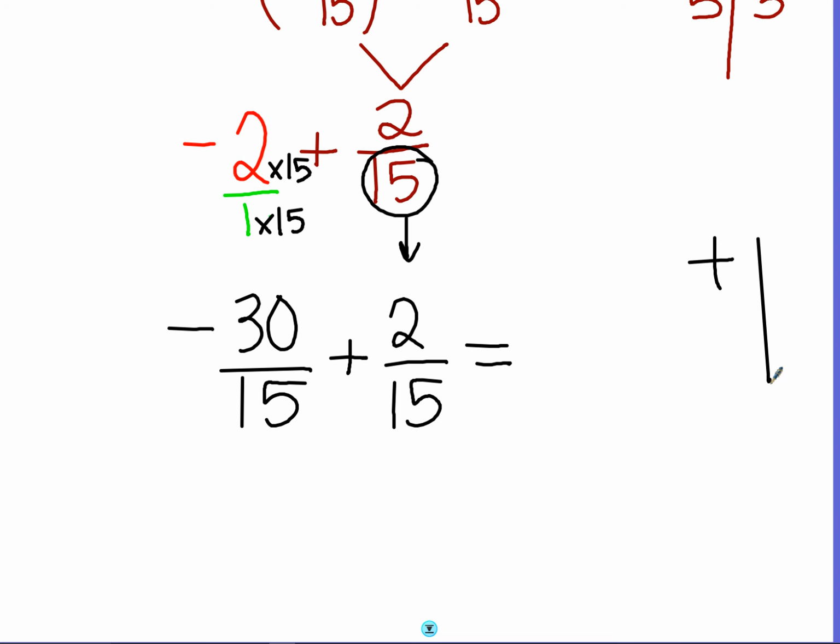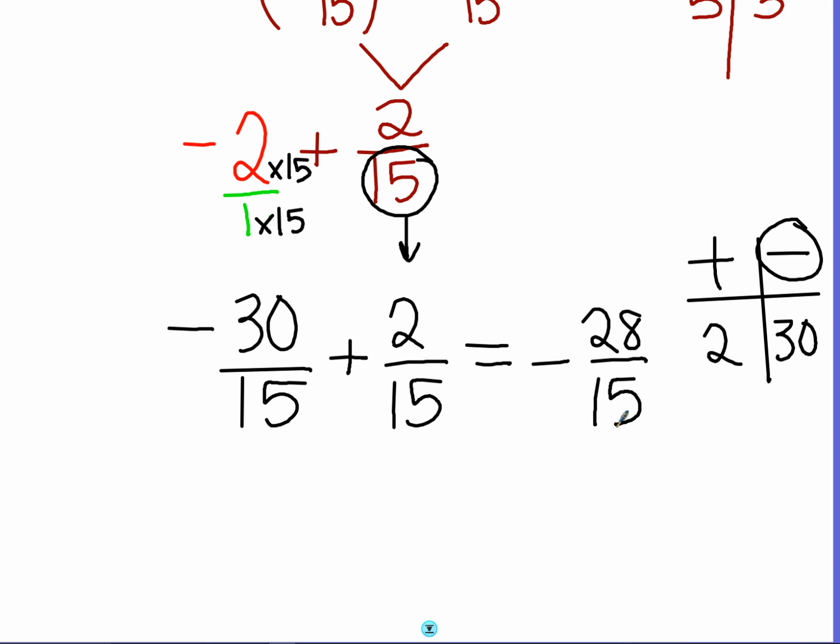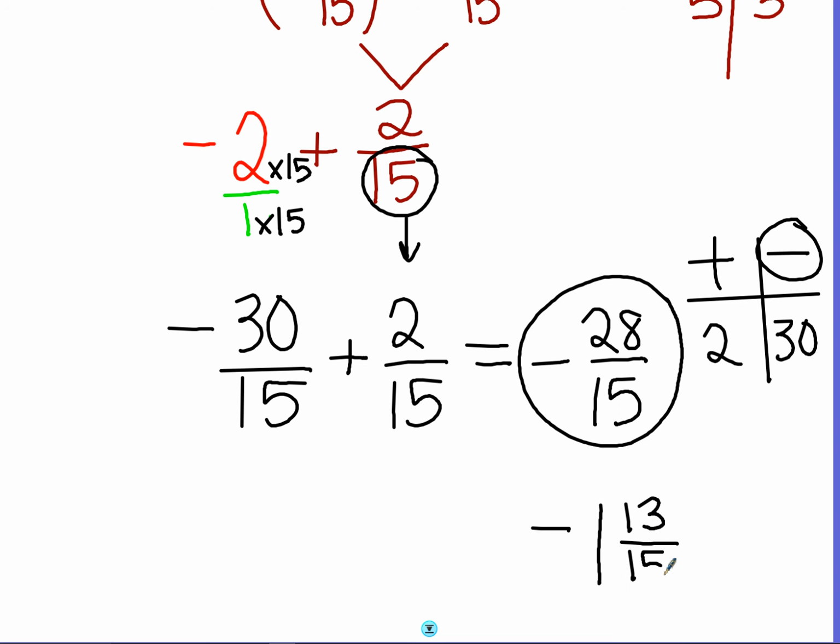But here we go. 13 points on the negative team, 2 points on the positive team. The negative team is winning by how many points? 28 points. Okay, so this would be considered an answer, and if you wanted to write the mixed number, I would have negative. How many groups of 15 fit into 28? Only one group of 15 fits into 28, and there are 13 left over out of the 15. So my answers are either negative 28 over 15 or negative 1 and 13/15.